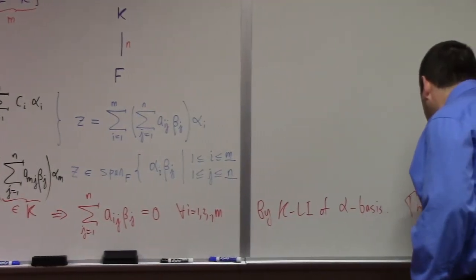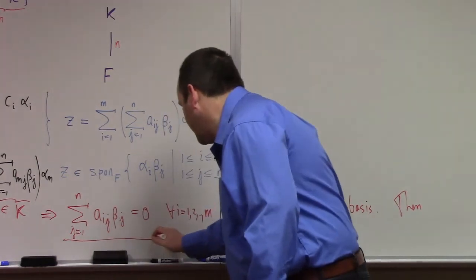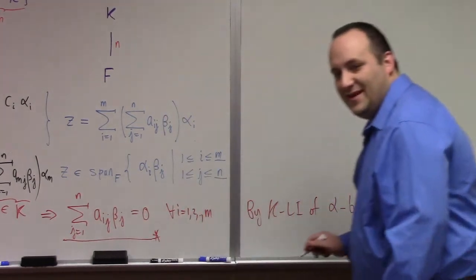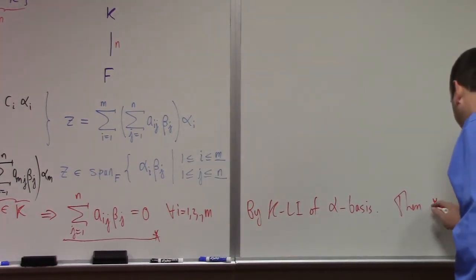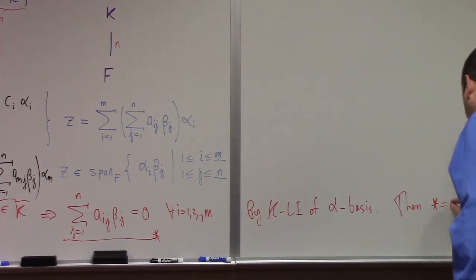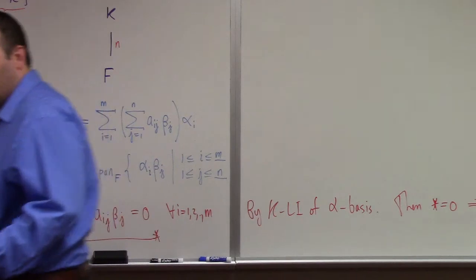And then finally, I'm tired of writing this, so let me call it star. Then star equals 0 implies that aij equals 0 by the f linear independence of the beta basis. All right, I just wanted to be careful for once in here.